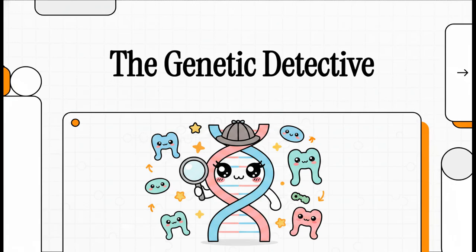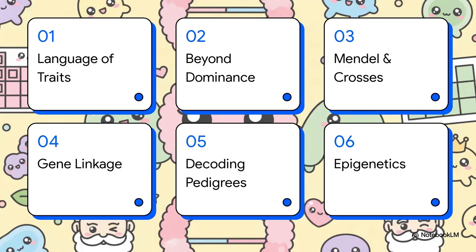Today, we're putting on our detective hats to solve the ultimate biological mystery. How exactly are traits passed down? We're focusing strictly on Chapter 7, Heredity, and we're going to dig right into those biological blueprints that make us, well, us. All right, here's our roadmap for Chapter 7.